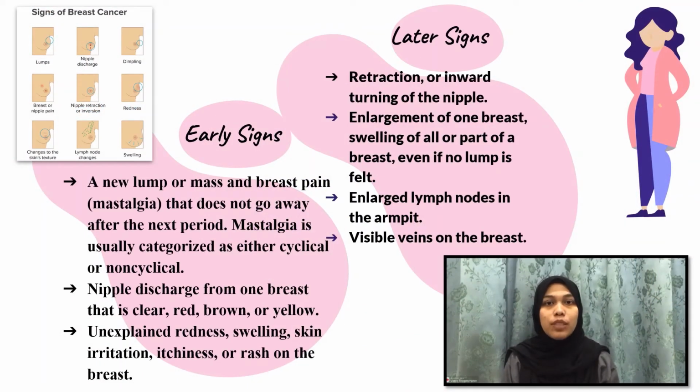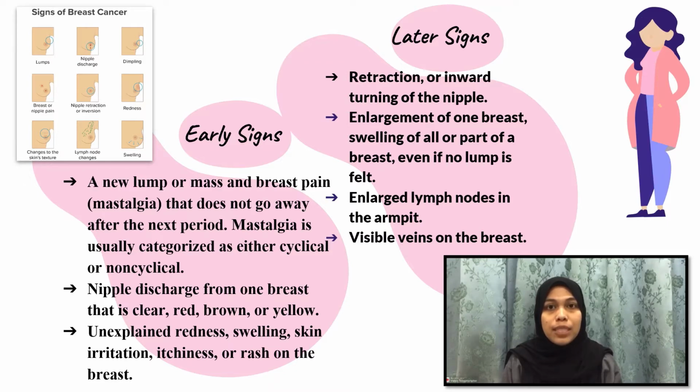Next, I will proceed to the breast cancer symptoms or signs. The signs of breast cancer can be divided into two: early signs and later signs. For early signs, the patient can identify the cancer if there is a new lump or mass, and breast pain called mastalgia that does not go away after the next period. A painless and hard mass that has irregular edges is more likely to be cancer, but breast cancers can be tender, soft, or round.